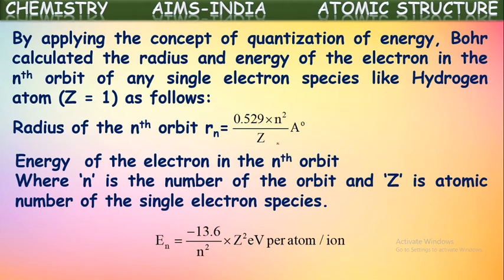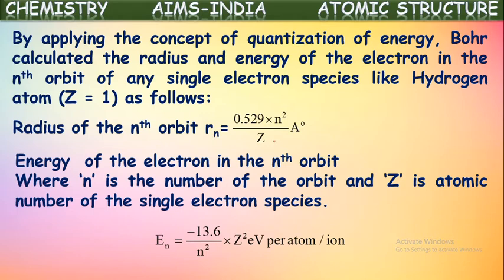And energy can be calculated. The energy of the nth orbit can be calculated by using the formula: energy of nth orbit E is equal to minus 13.6 into Z square by n square electron volts per atom per ion.